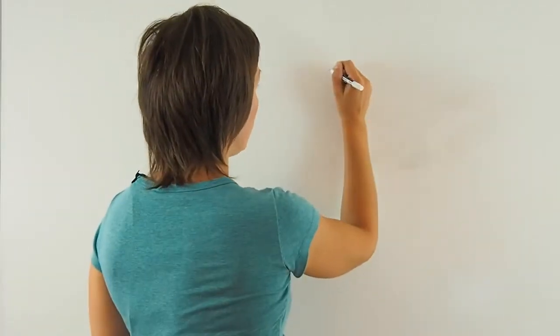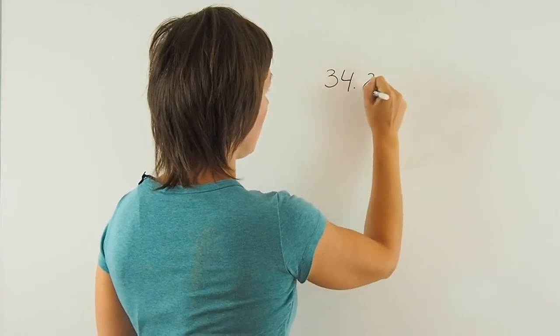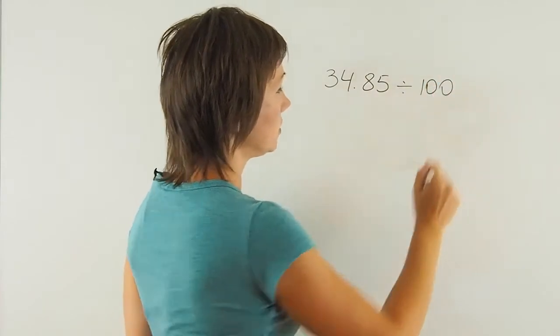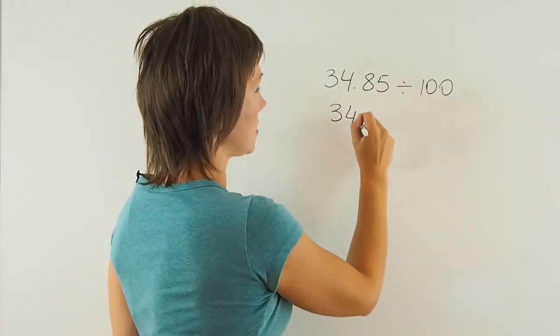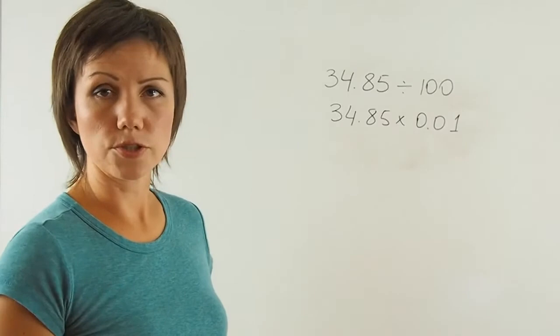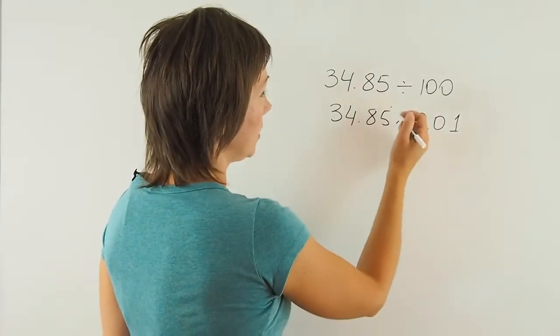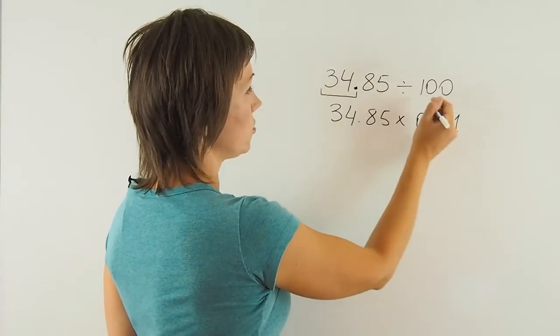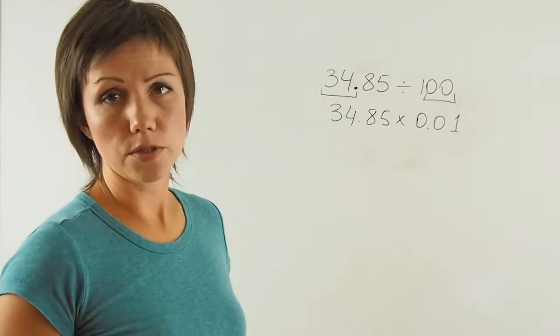When you want to divide a number by 10, 100, 1000, it's the same as multiplying by 0.1, 0.01, 0.001, and so on. Say I have 34 wholes and 85 hundredths, and I want to divide it by 100. It's the same thing as multiplying by 0.01, just so that you know the relationship is the same. And what it means to me is that all I have to do is move this decimal point over 2 places, because I'm dividing by a number with 2 zeros.